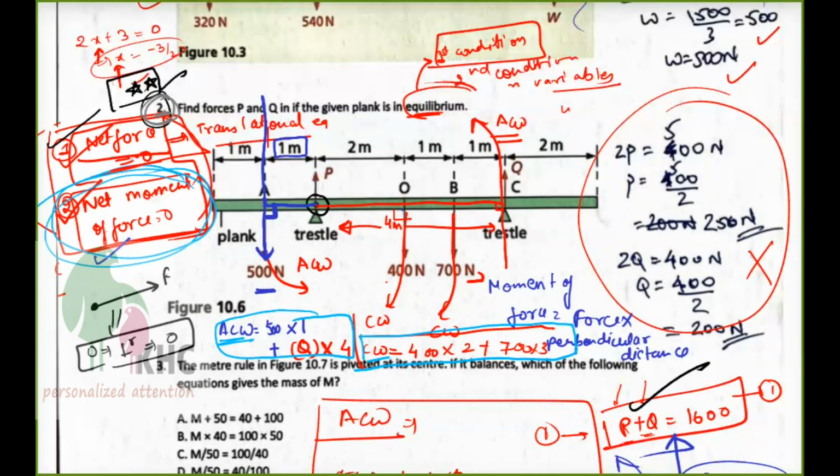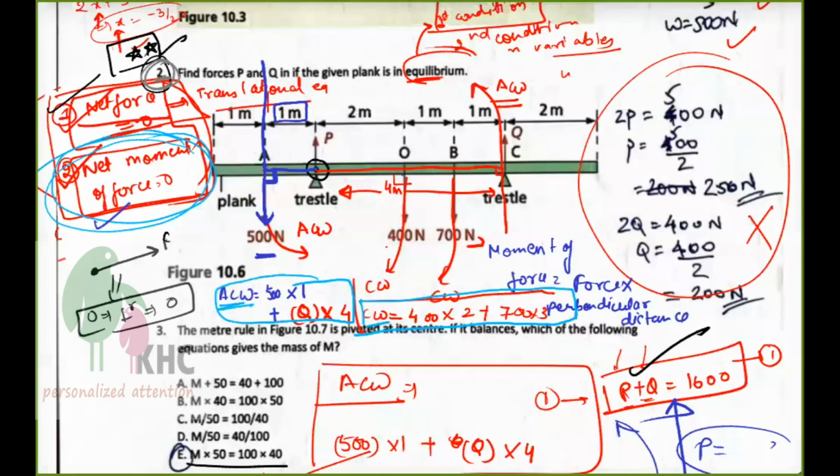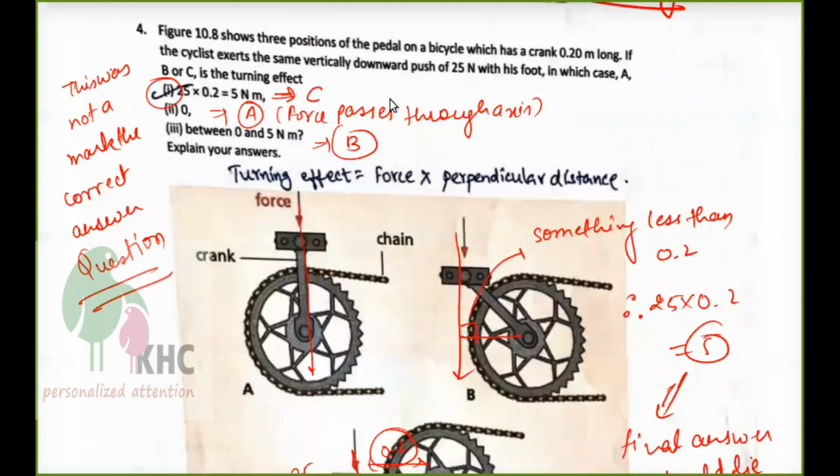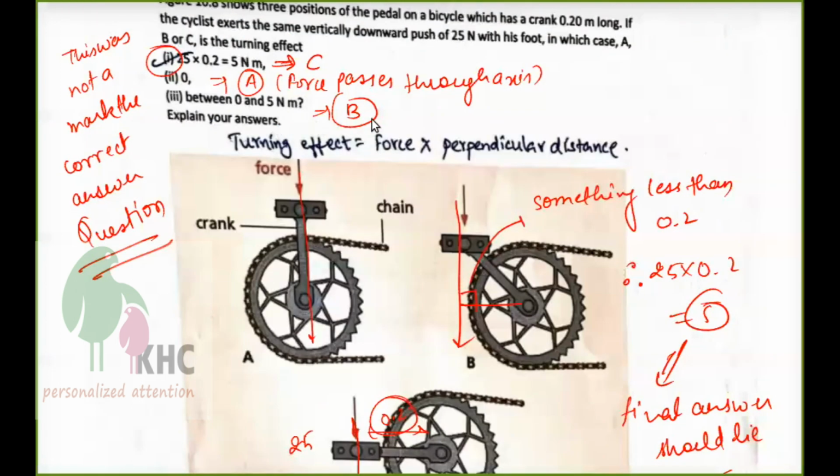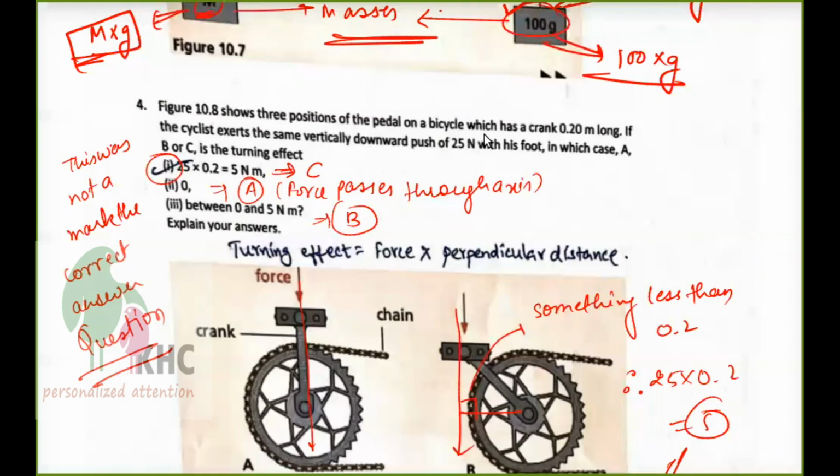Last question. Let's discuss it. It's not very tough. Figure 10.8 shows three positions of the pedal on a bicycle, which has a crank 0.2 meter long. If the cyclist exerts the same vertically downward push of 25 newtons with his foot, in which case A, B, or C is the turning effect the greatest, and in which the least? Explain your answers.